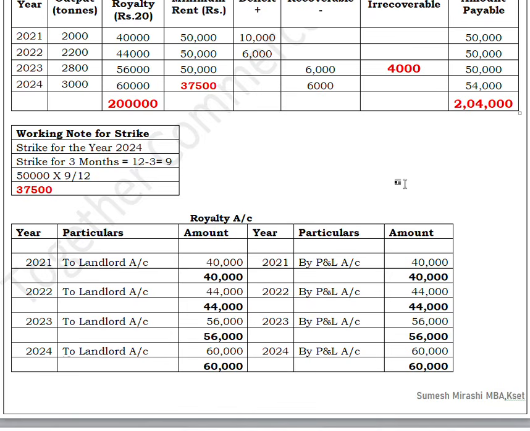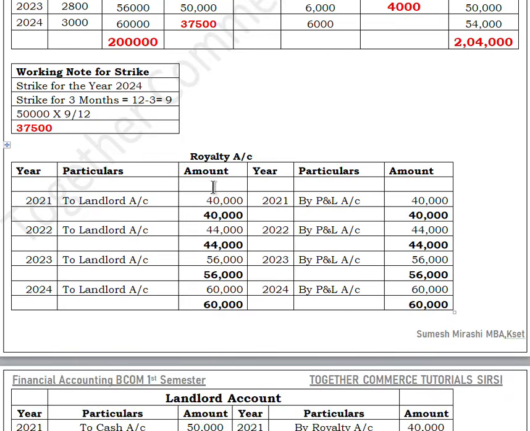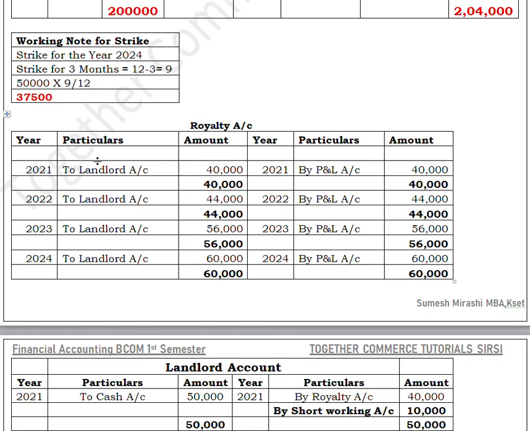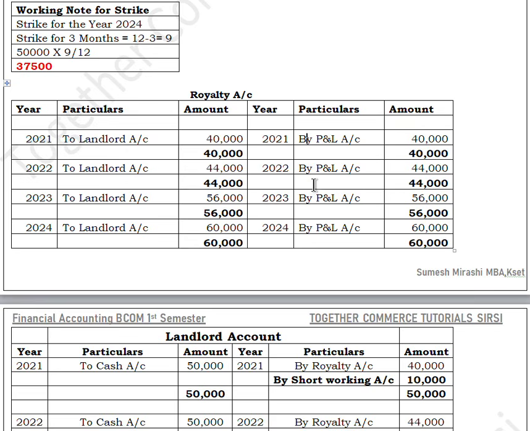Okay, now the next concept here is, in this question they have asked us to prepare a royalty account. Royalty account is much simpler. This is the format for the account: year, particulars, amount, year, particulars, amount. Now the entries, please note down the entries first. On the debit side, it's always to landlord, that means the royalty is paid to the landlord. On the credit side, it's by profit and loss account. So once you know the entries, the next things are very simple.